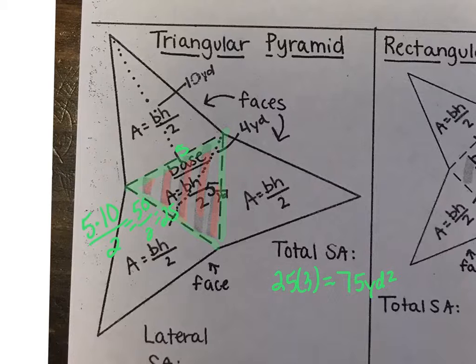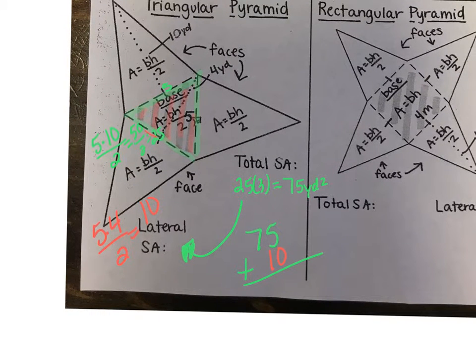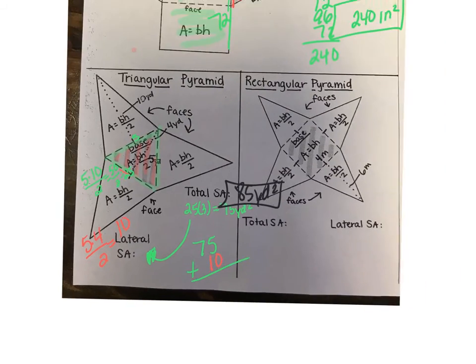Okay, what about total surface area? I'm sorry, I should have written it down here with lateral. Total is going to be 75 plus whatever we get for the base. The base is 5, the height is 4. So 5 times 4 divided by 2 is 10. So 75 plus 10 is 85, so the total surface area is 85 yards squared. Not too bad, right? So what's the difference between a lateral and a total surface area? Lateral doesn't include the base, okay?